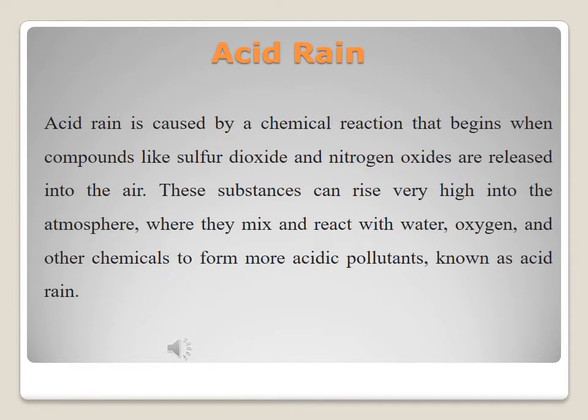vegetation. Acid rain is caused by a chemical reaction that begins when compounds like sulfur dioxide and oxides of nitrogen are released into the air. These substances can rise very high into the atmosphere where they mix and react with water, oxygen and other chemicals to form more acidic pollutants known as acid rain.